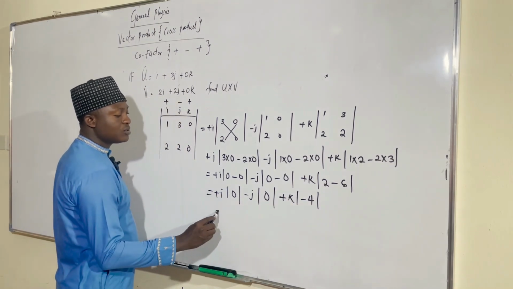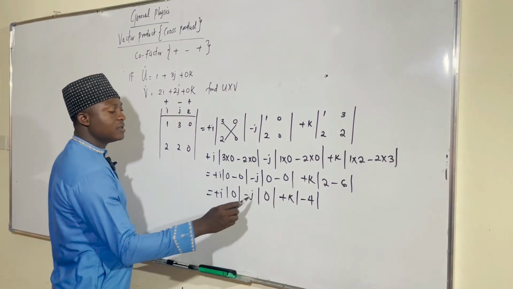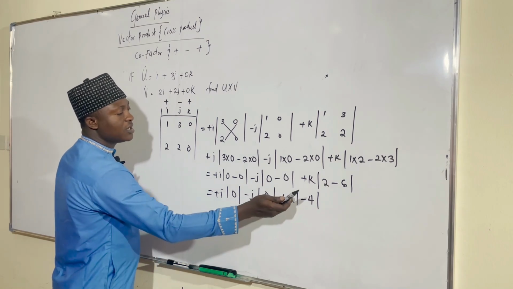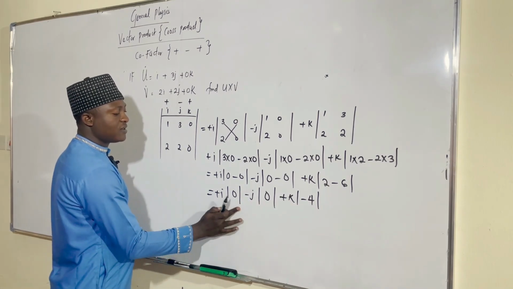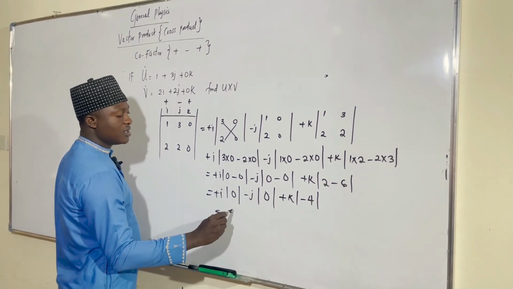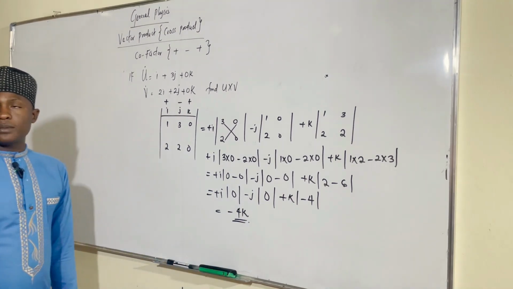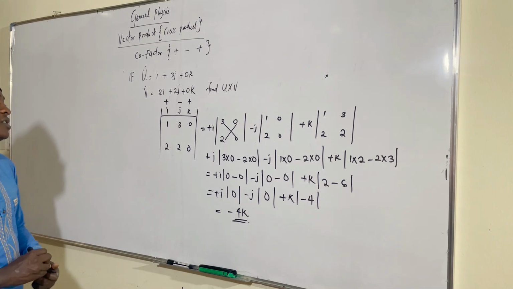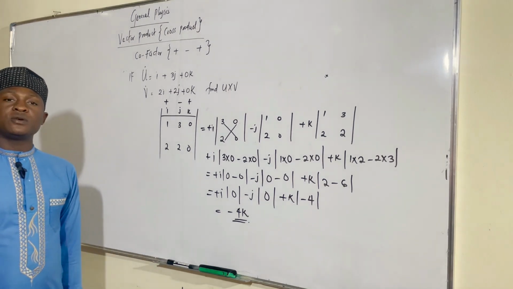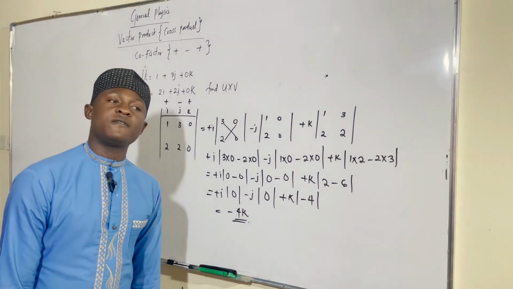So I times 0, that is going to be the zero vector of I. This one is also 0. Then plus times minus of this one, to save our time, that's going to be minus K times 4. Then we are going to have 4K. So that means the cross product of U and V here is going to be minus 4K. That's all about what we have for the cross product.